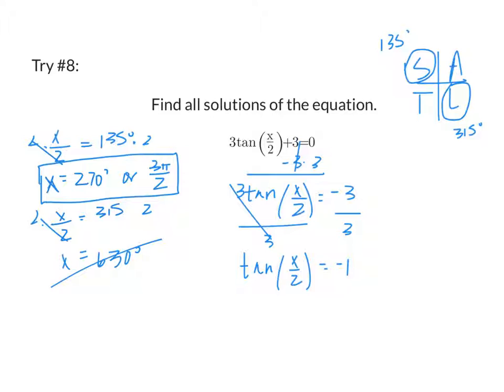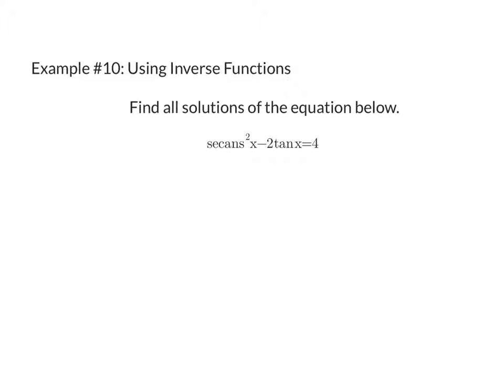Let's look at our last problem. Again, we need to find the solutions. Again, we have the issue that we have more than one trig function, so we want to get them all in terms of one trig function. You should recognize secant and tangent have a relationship. I want to change that secant squared in terms of tangent. Secant squared x in terms of tangent is 1 plus tangent squared. That's a Pythagorean identity.